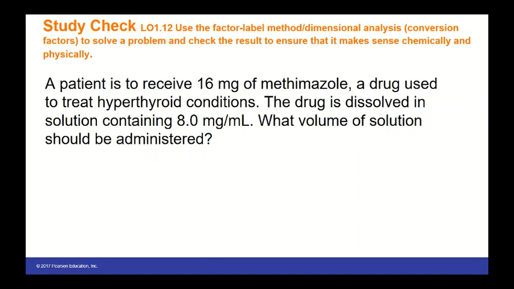Let's try another problem. A patient is to receive 16 milligrams of methimazole, a drug used to treat hyperthyroid conditions. The drug is dissolved in a solution containing 8.0 milligrams per ml. What volume of solution should be administered? Go ahead and figure out what's given, what you need to answer with, and what are your conversion units.